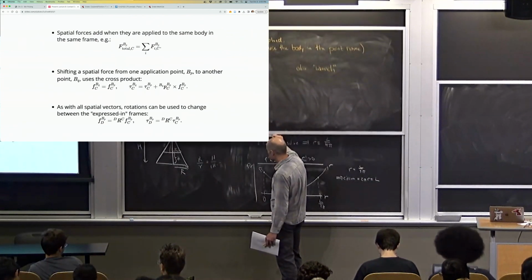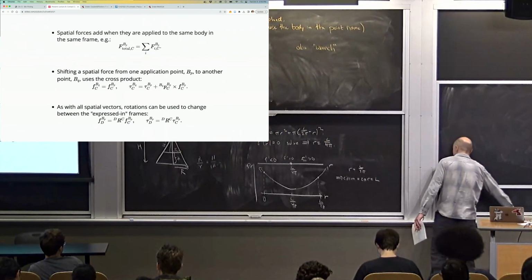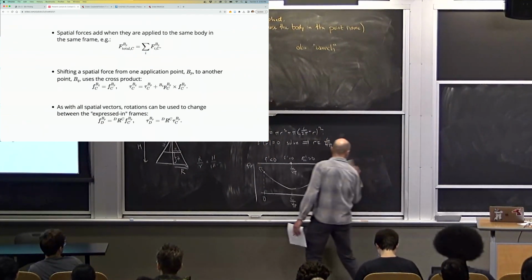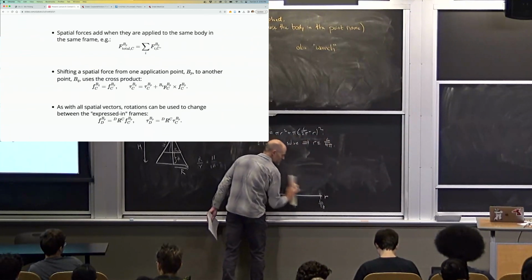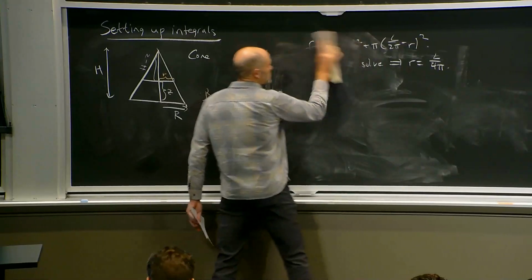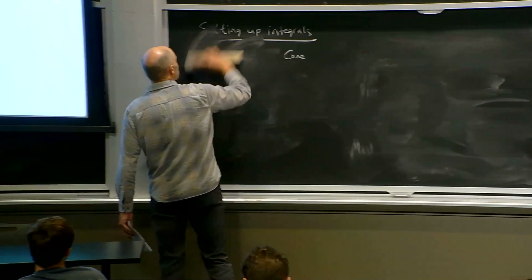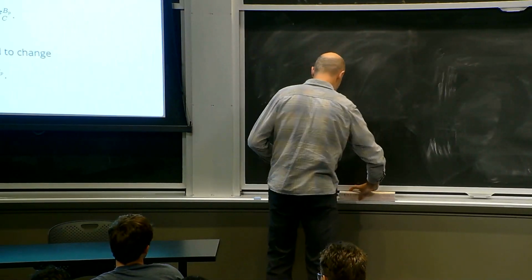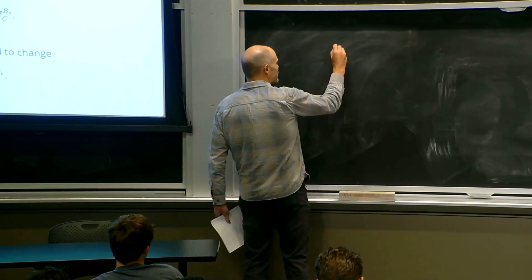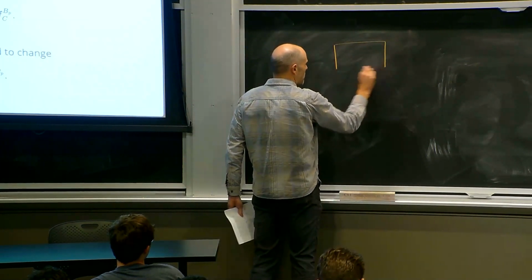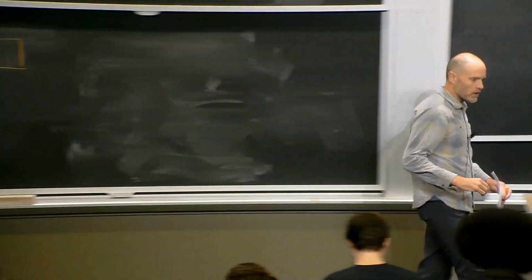Okay, so, whoops, forgot to erase that one. Although it looks pretty close to what I was going to write. Okay, so simple free body diagram. Let's say I have a box sitting on a table. I should use multiple colors of chalk.